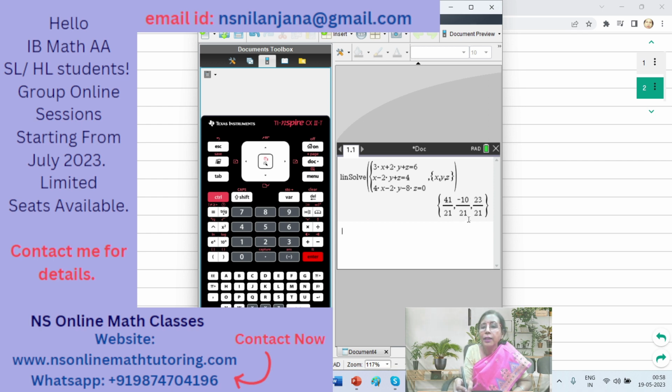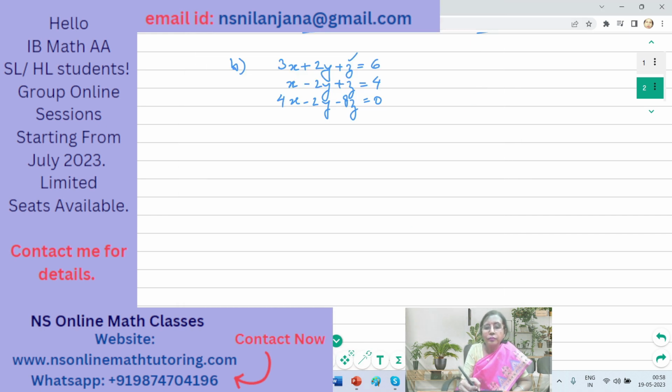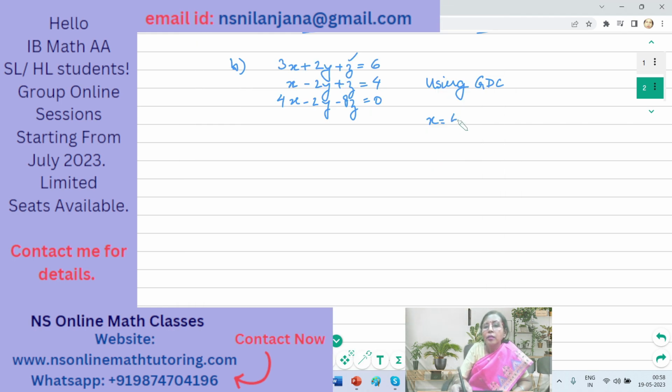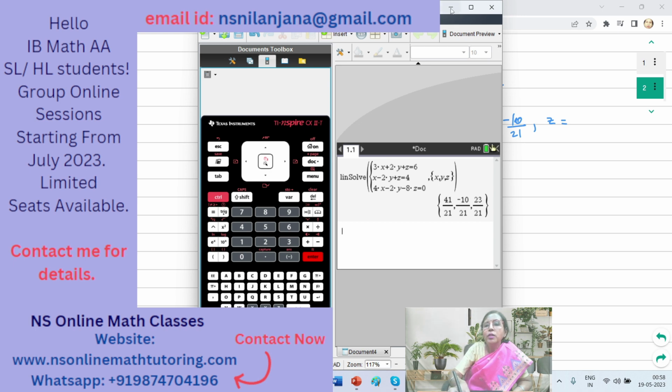41 over 21, negative 10 over 21, 23 over 21. So let me just write the values. Using GDC, x equal to 41 over 21, y is equal to negative 10 over 21, and z is equal to 23 over 21.